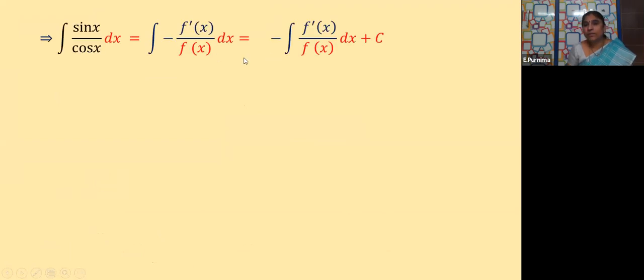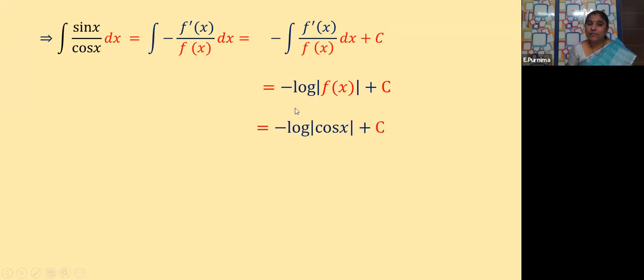So this is the term we have got. Here it is the integral of sin x by cos x, which is nothing but tan x. This is our given question that we are going to find out. So we get minus of f dash x by f of x, which is nothing but minus log f of x plus c.